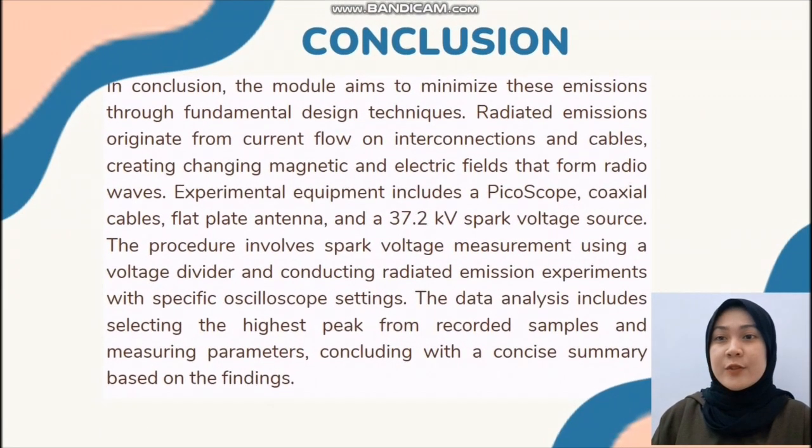In conclusion, the model aims to minimize this emission through fundamental design techniques. Radiated emissions originate from current flow on interconnections and cables, creating changing magnetic and electric fields that form radio waves. Experimental equipment includes a picoscope, coaxial cable, flat plate antenna, and a 37.2 kilovolt spark voltage source. The procedure involves spark voltage measurement using a voltage divider and conducting radiated emission experiments with specific oscilloscope settings. The data analysis includes selecting the highest peak from the recorded samples and measuring parameters, concluding with a concise summary based on the findings. Thank you.